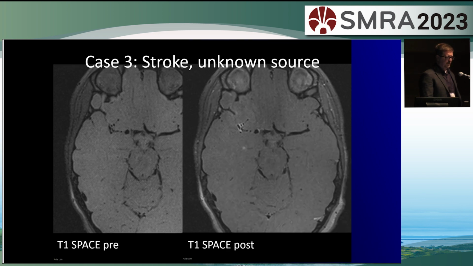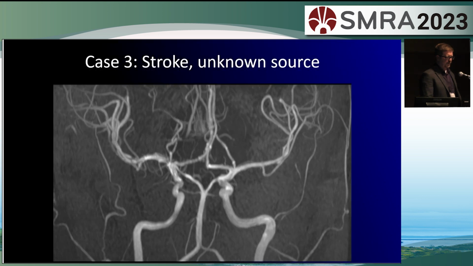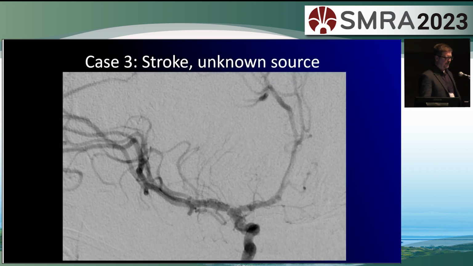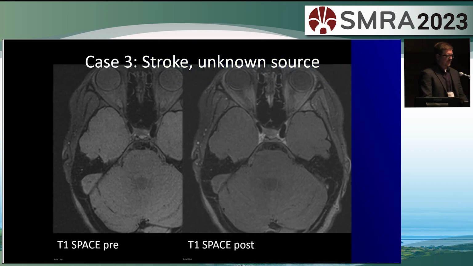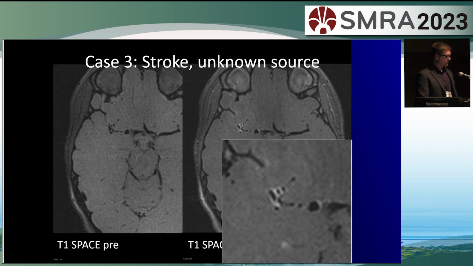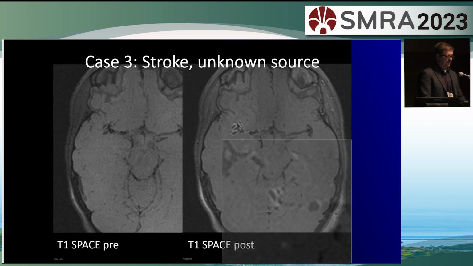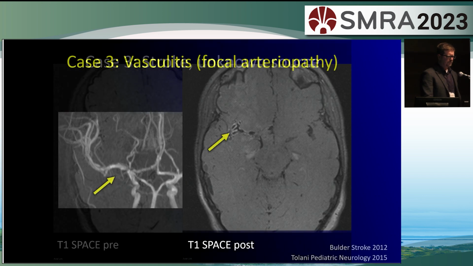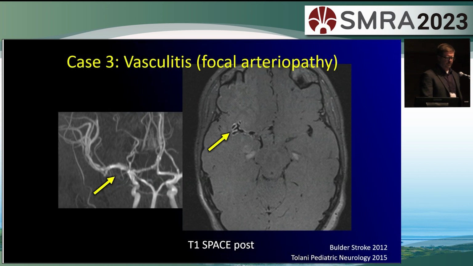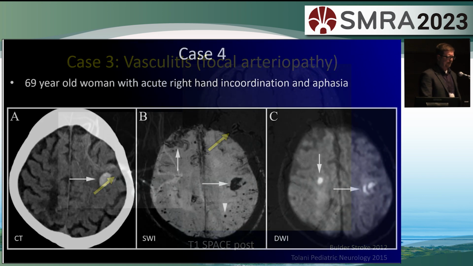If we go back to that angiogram real quick, we went back and looked at it again. You could see there were areas of narrowing that were missed on the initial angiogram. So this was a case of vasculitis. This patient was treated with steroids and antivirals and did well. In children, this is often called a focal arteriopathy.